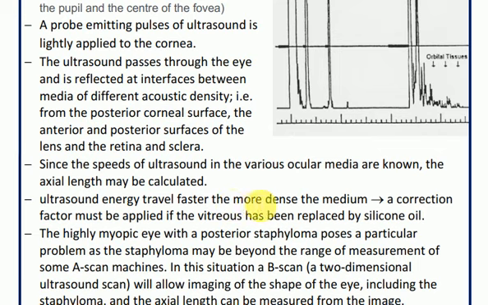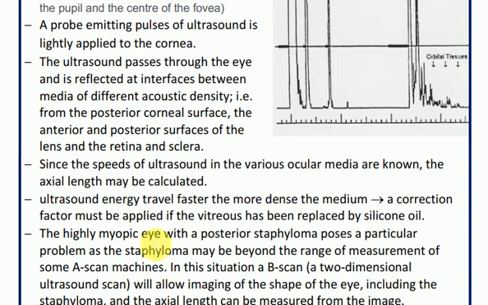Since the speeds of ultrasound in the various ocular media are known, the axial length may be calculated. Ultrasound energy travels faster in a denser medium, so a correction factor must be applied if the vitreous has been replaced by silicone oil.